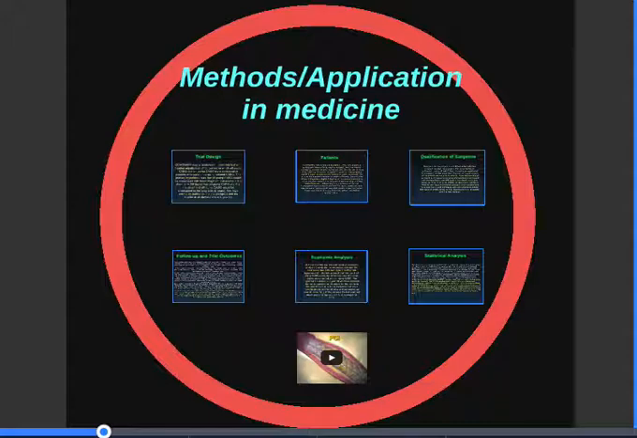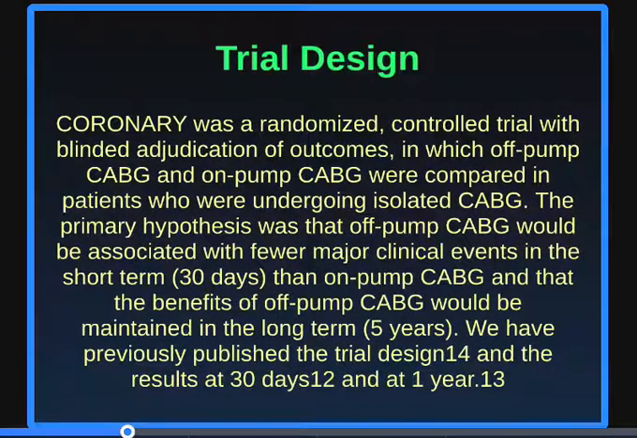Methods, application in medicine. Trial design. CORONARY was a randomized controlled trial with blinded adjudication of outcomes, in which off-pump CABG and on-pump CABG were compared in patients who were undergoing isolated CABG. The primary hypothesis was that off-pump CABG would be associated with fewer major clinical events in the short term than on-pump CABG, and that the benefit of off-pump CABG would be maintained in the long term. We have previously published the trial design and the results at 30 days and at 1 year.